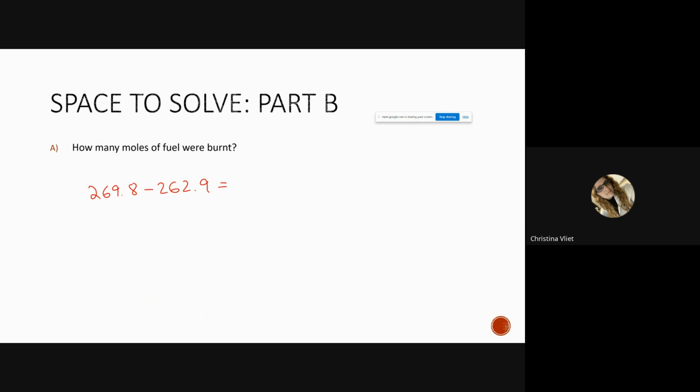Yes, they do, but it's not hard to get. 6.9 grams. What is the actual fuel here? What is this? Methanol, right? Which is CH3OH. They do give you the formula in the question. So how do I get the moles from here? Moles equal gram divided by molar mass. Molar mass here is 12 plus 4 plus 16, which is 32.